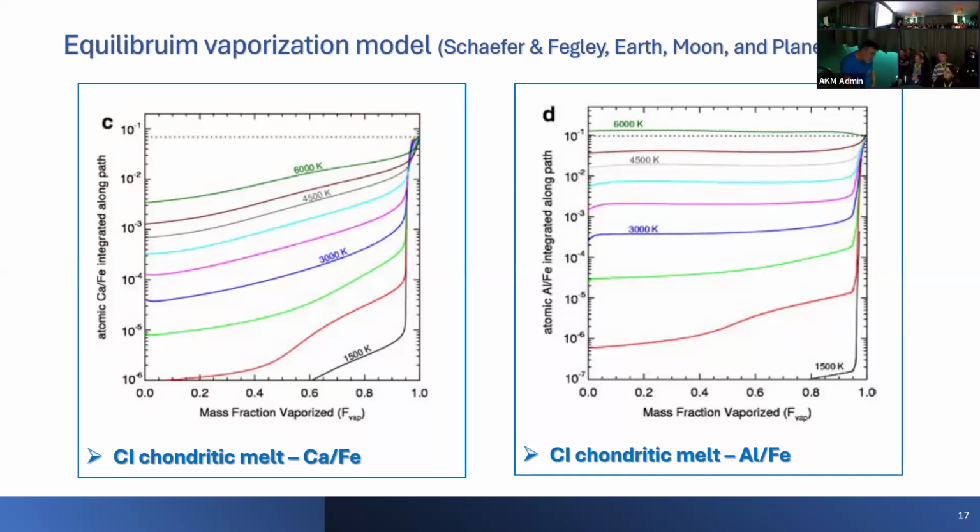And refractory elements like calcium, aluminium, and titanium remain in the melt, probably in the form of droplets. And we don't see them in meteor spectra, or they only vaporize partially. And also how much each element vaporizes strongly depends on the material type of the original meteoroid.